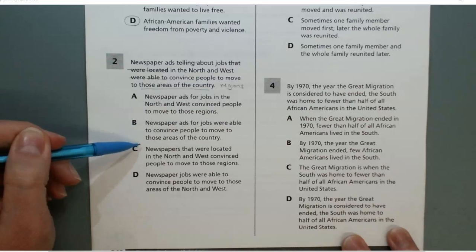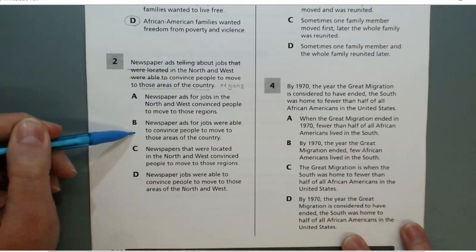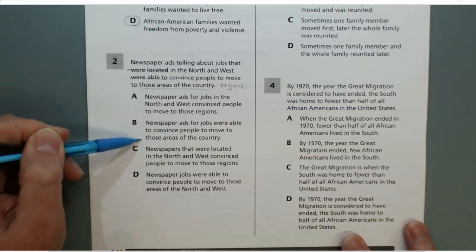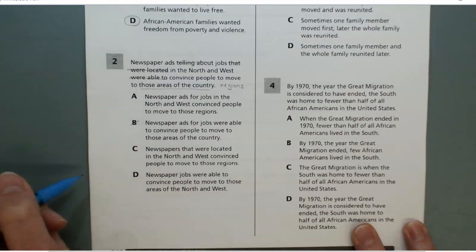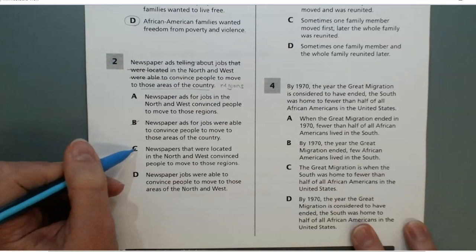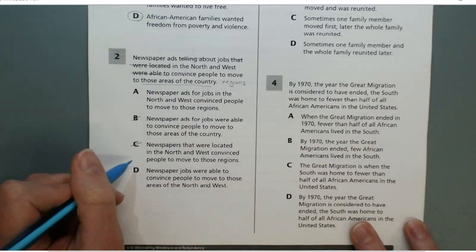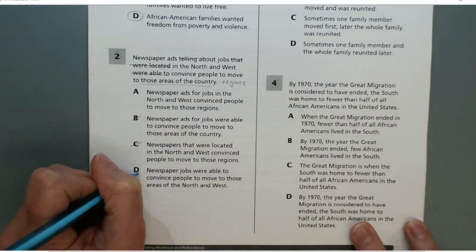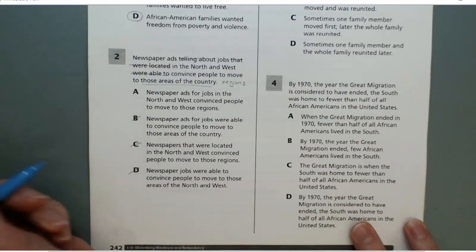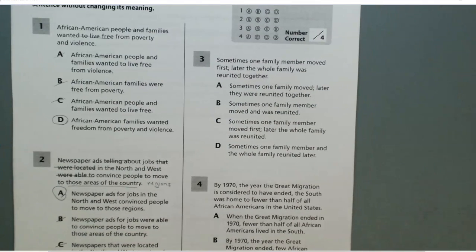Do we need to look at the others? Well, we can look real quick. Newspaper ads were able to convince people to move to those areas of the country. Where are those areas? So that's not an option. Newspapers that were located in the North and West convinced people to move to those. Just because a newspaper was there, that doesn't work. Newspaper jobs were able to convince people to move to those areas. How's that work? Okay, so A. Good.